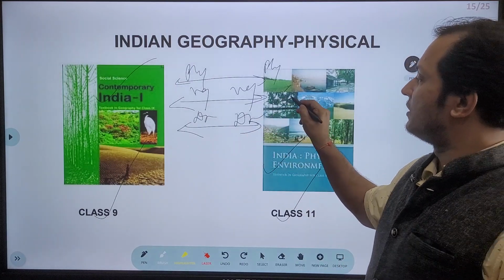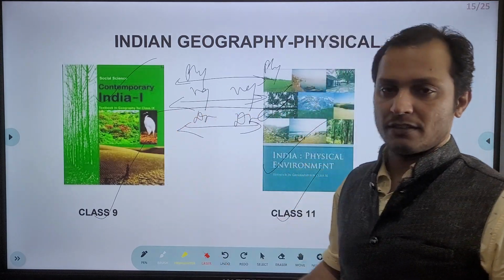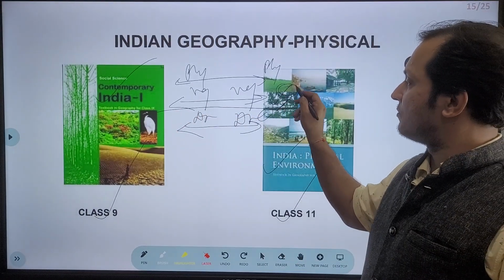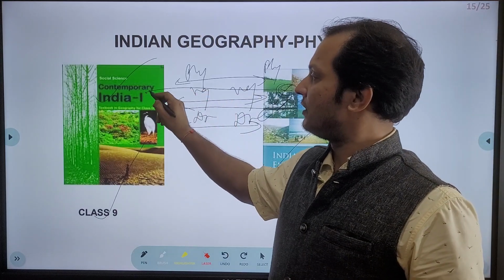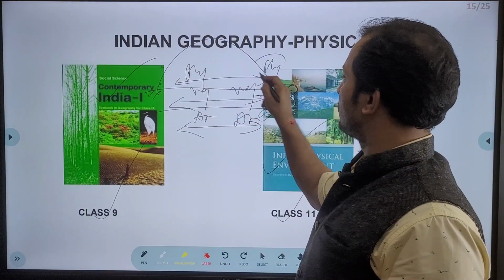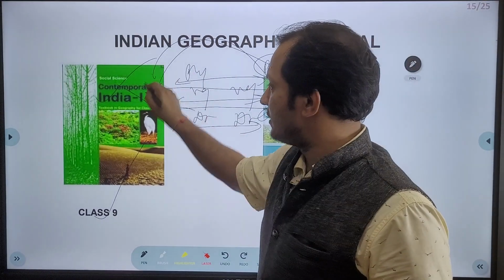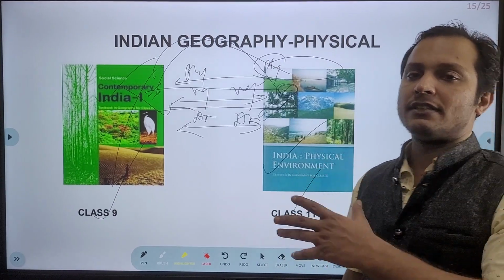So read this book. After you complete the drainage chapter, read the drainage chapter from here. After you read vegetation from this book, read vegetation from this. Any extra point, jot it down here. Read physiography from here, any extra point, jot it down here. So that you don't have to read this book again.